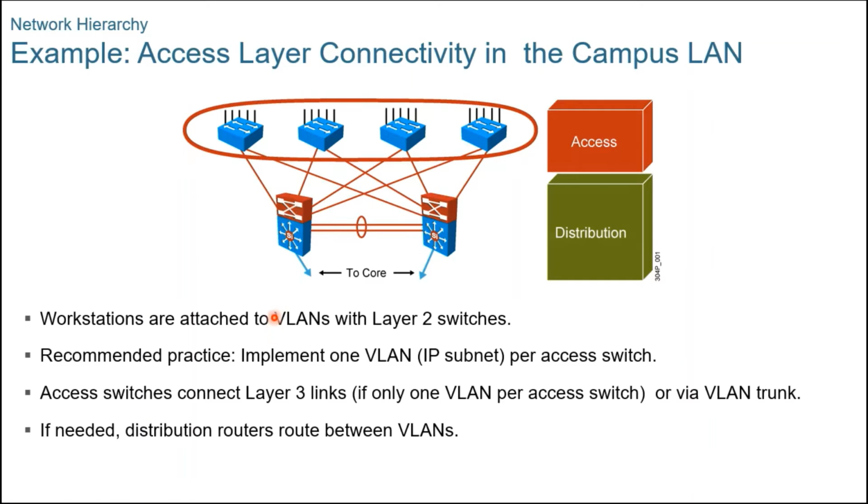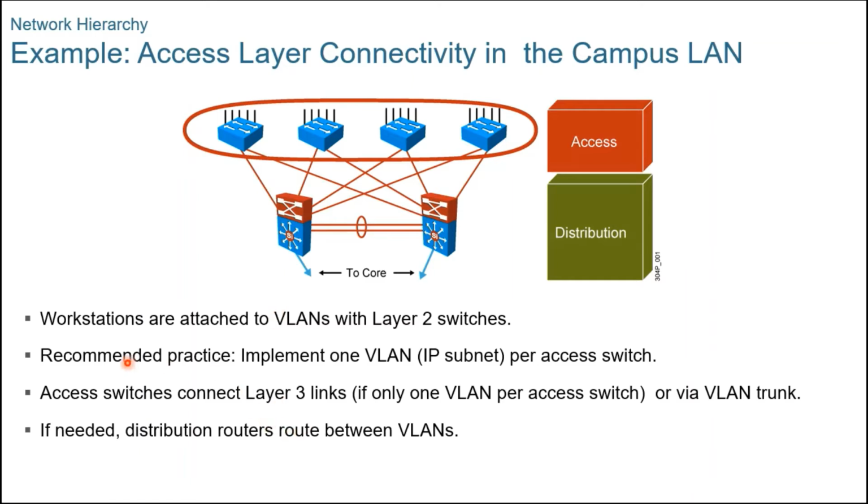Some services found at the access layer include establishing a quality of service trust boundary, or QoS trust boundary, broadcast suppression, and Internet Group Management Protocol, or IGMP, snooping.